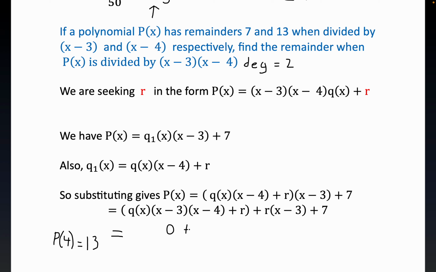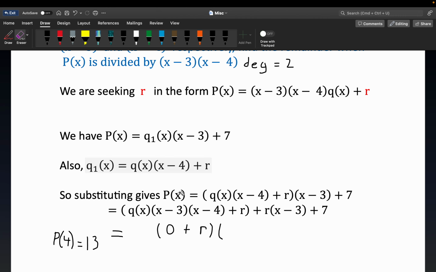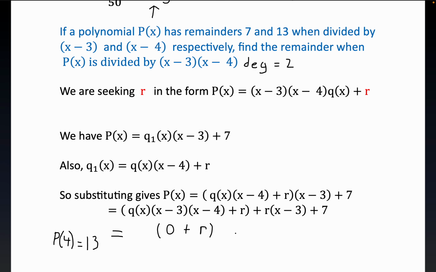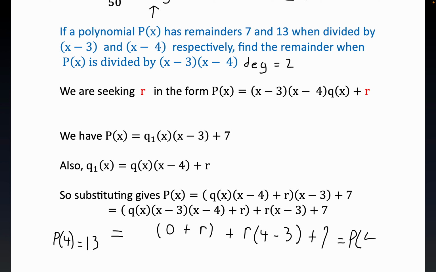And I'll make this complete in just a minute, folks. 4 right here gives you 0. The rest of it all is 0, so you would get 0 plus r, plus. We're trying to figure out what r is. So we have r right there, and then 4 minus 3. Let me just write it for emphasis: 4 minus 3 plus 7. Now remember, this is all equal to p at 4, which is equal to 13.